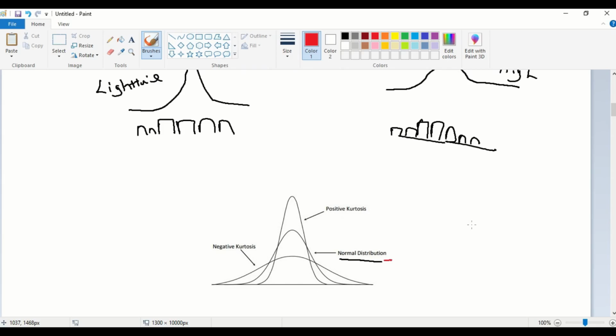Now we are clear about what is kurtosis and their types. Let us see how to code them in Python. Now we have three values. If the value is 0, then there is no kurtosis. If the value is less than 0, it is negative kurtosis. And if the value is greater than 0, then we tell that as positive kurtosis.